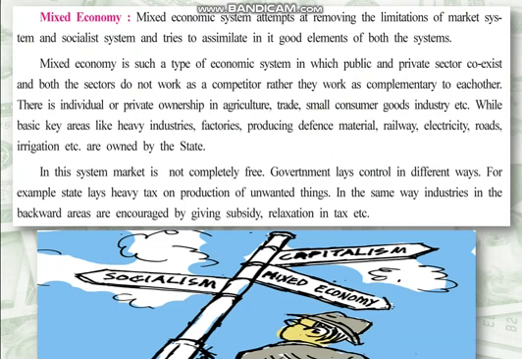Now a new topic comes, that is mixed economy. Now what is mixed economy? The mixed economy system attempts to remove the limitations of the market and socialist systems. What does it do? From the word we come to know that this is a mixture of market and socialist system, and it tries to assimilate and collect in it good elements of both the systems.